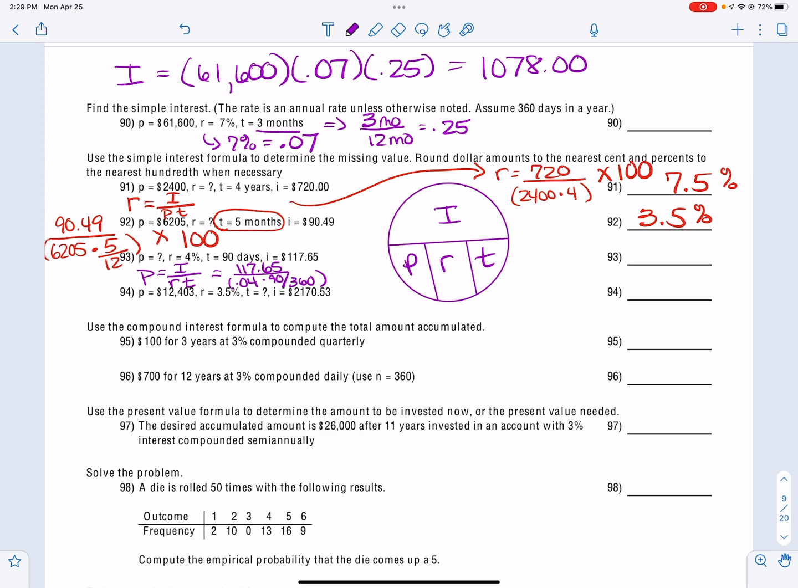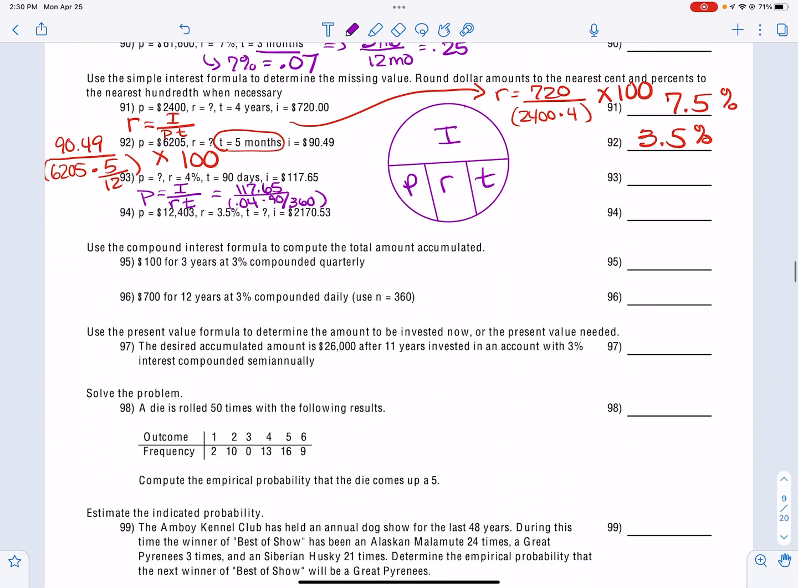Okay, and so as I do that, now because we're talking about money, we want to round it to the nearest cent, which means 2 decimal places. Okay, and so just make sure that once you hit the division bar, that you put parentheses and just type in 0.04 times 90 divided by 360. And that should come out to be $11,765 for my principal.